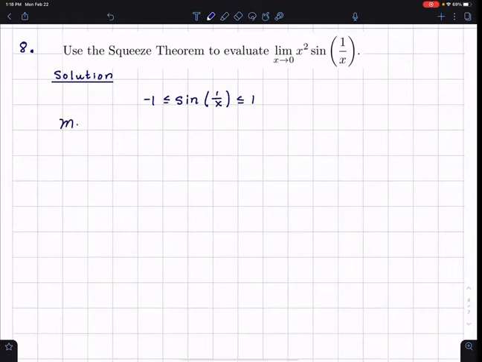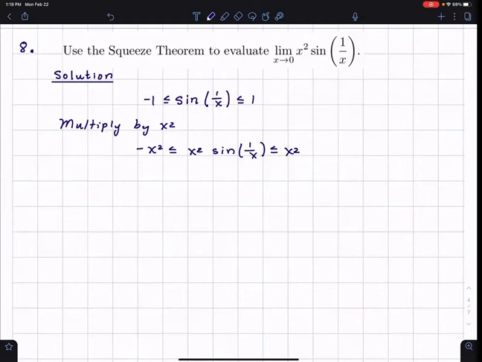So what I do is I multiply by x squared. So I get -x squared less than or equal to x squared sine 1 over x, and that's less than or equal to x squared. Okay, so I have this pretty involved looking function here in the middle. It's squeezed between two functions that I'm familiar with. So I need this inequality.